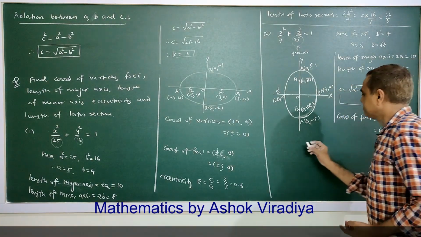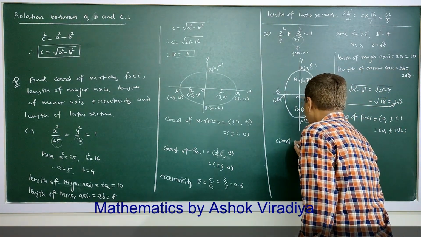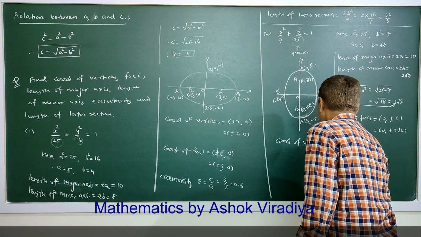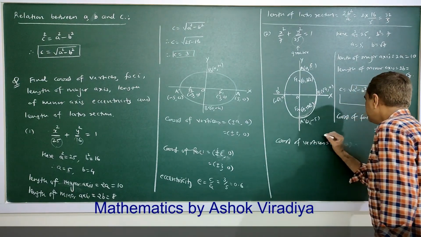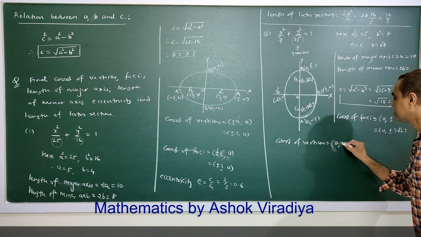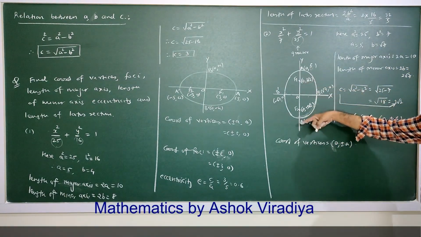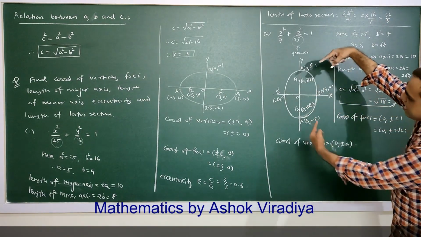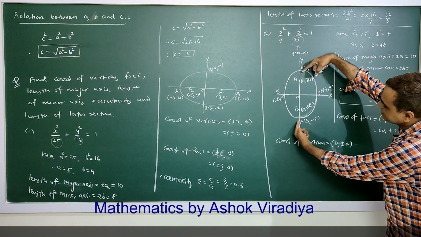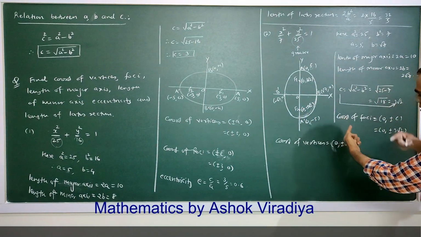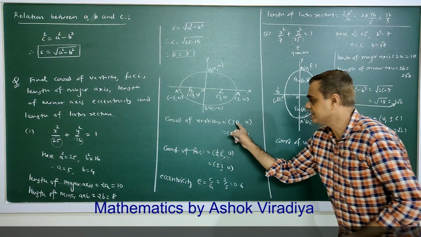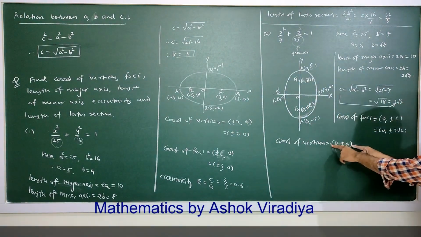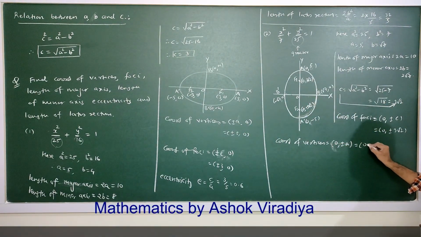These are the vertices. Coordinates of vertices: before it was (plus minus a, 0), but because the major axis lies along the y-axis, the ends of the major axis are on the y-axis, so their x coordinate is 0. Here it is (0, plus minus a), so that is (0, plus minus 5).